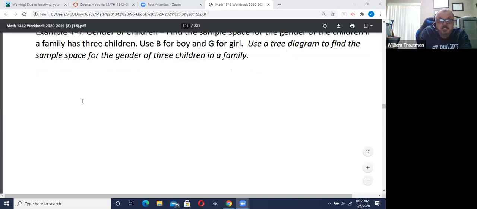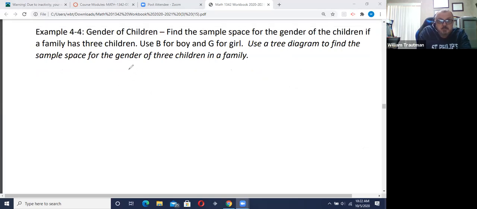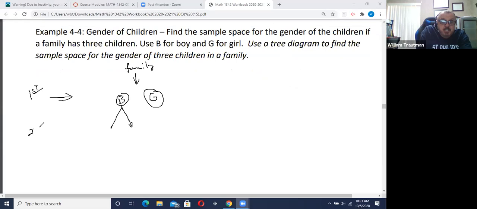I'm going to do it like this. Family. Sorry. So they could have a boy or a girl. I'm just going to do it like this. First child. If you have a boy, then the second child could be a boy or a girl. If the first child is a boy, then the second child could be a boy or a girl.